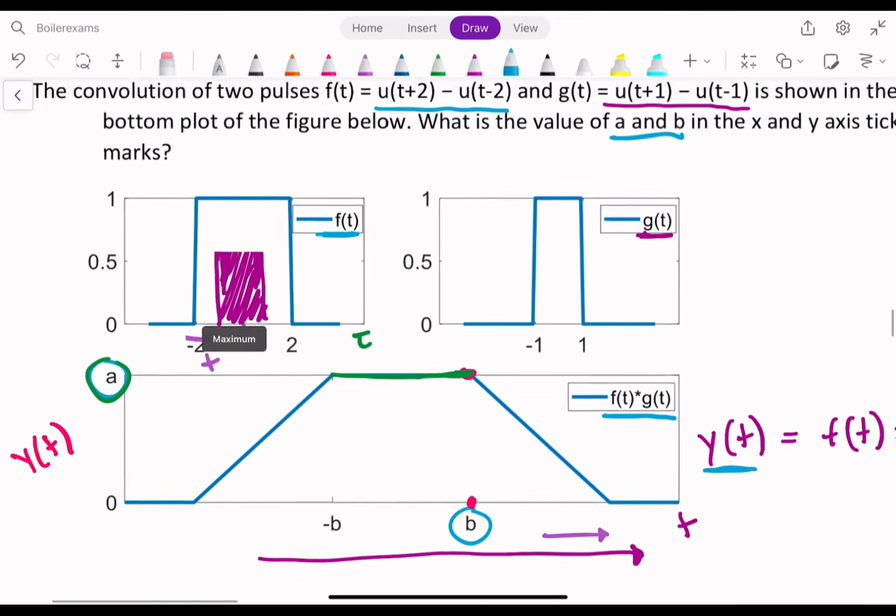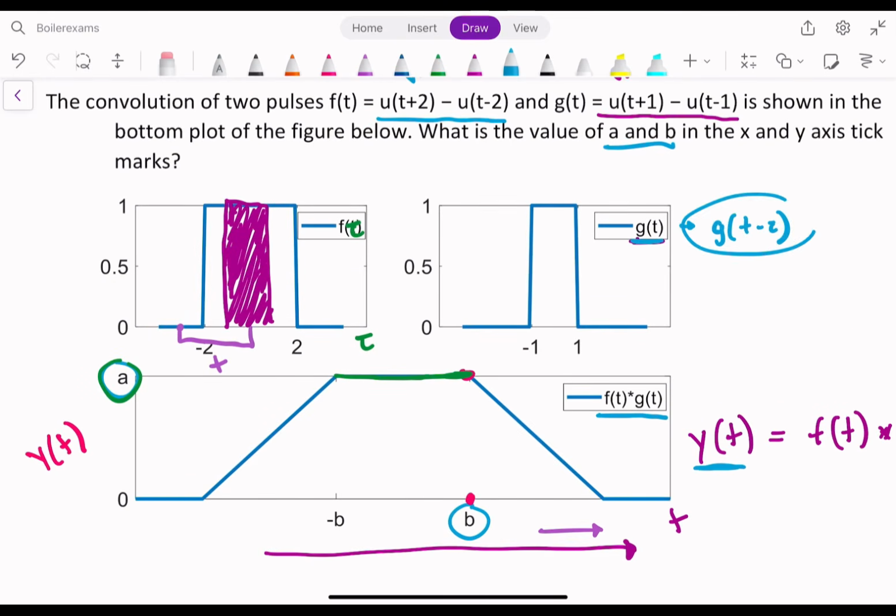And so that's going to be equal to just the area of g of t minus tau, right? When this is maximally overlapped, the total multiplication of these two is just going to be equal to the area of g of t, which is just 2 times 1, right, with the width 2, height of 1. And so therefore, a is going to be equal to 2, right? So a is equal to the maximum area of overlap of these two functions as we slide g of t minus tau on the tau axis.